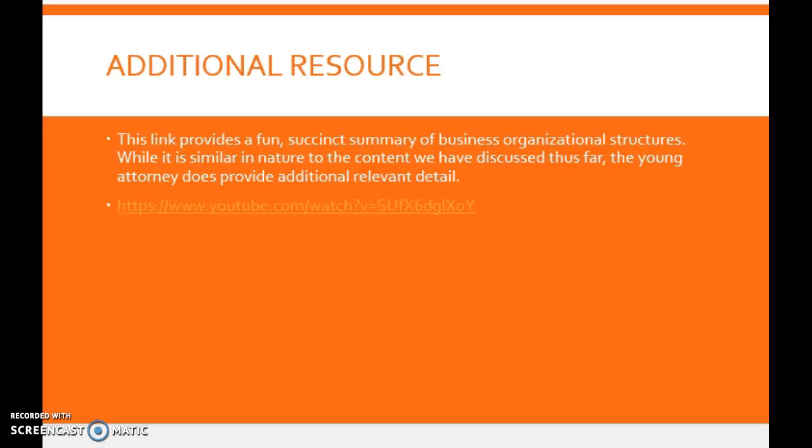This link provides a fun, succinct summary of business organizational structures. While it is similar in nature to the content we have discussed thus far, the Young Attorney provides additional relevant detail.